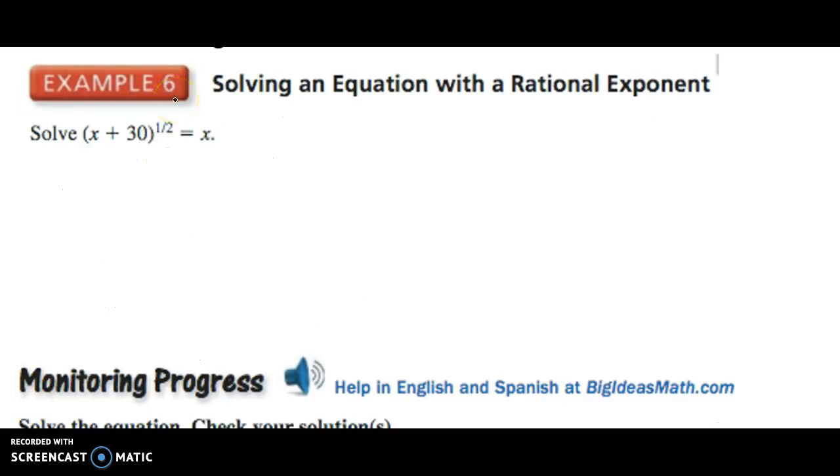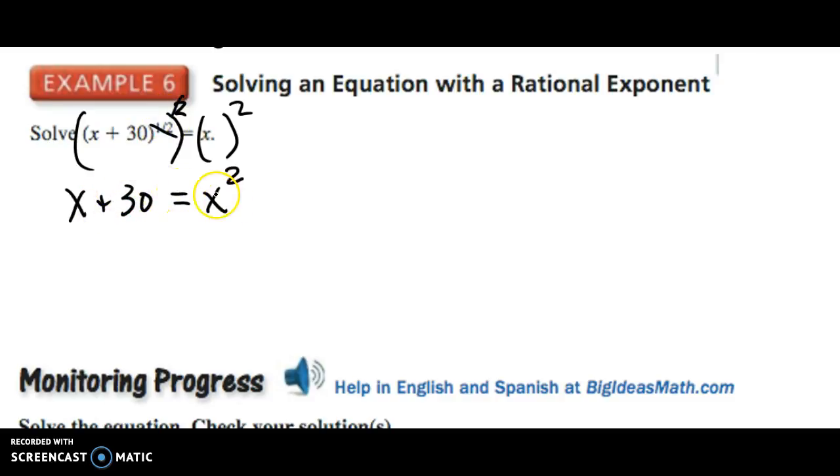In example 6, we have x's on both sides. What we can do is start out by getting rid of this exponent of a half, and we can raise both sides to the reciprocal power, which would be 2 over 1, or just 2. The 2 and the half will cancel, so we have x plus 30 equals x squared. And notice we have a quadratic type of equation, which we're going to solve by factoring.